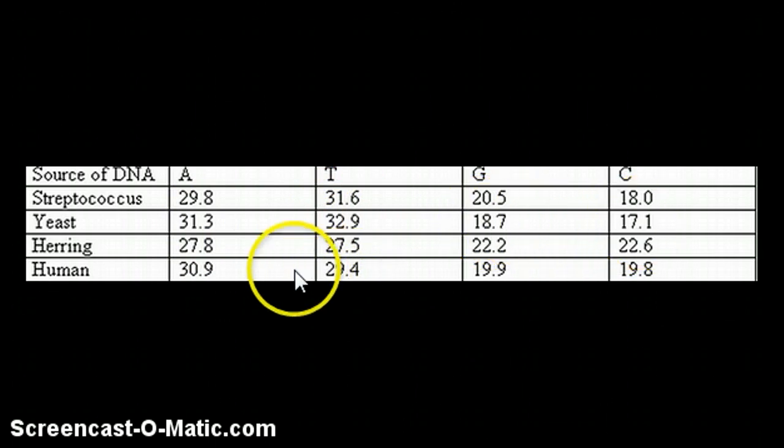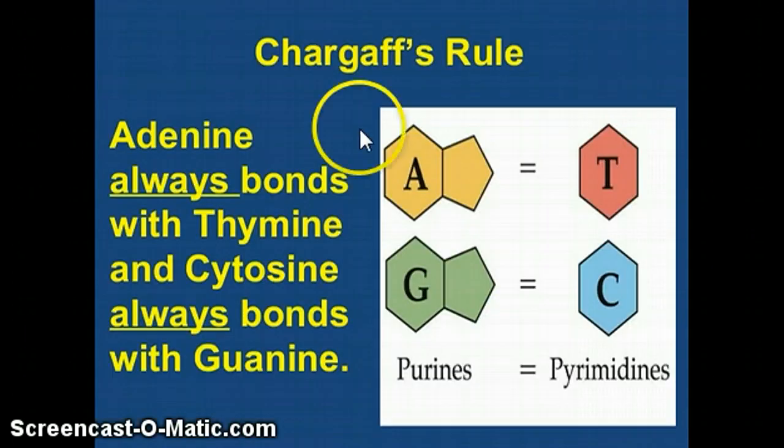And so this is something that he found in every single organism, even though from organism to organism or from species to species, the numbers can vary. The trend is the same in that you essentially have about the same amount of adenine as you do thymine and the same amount of guanine as you do cytosine. So this led to the development of Chargaff's rule, and that is that adenine is always going to bond with thymine and cytosine is always going to bond with guanine.